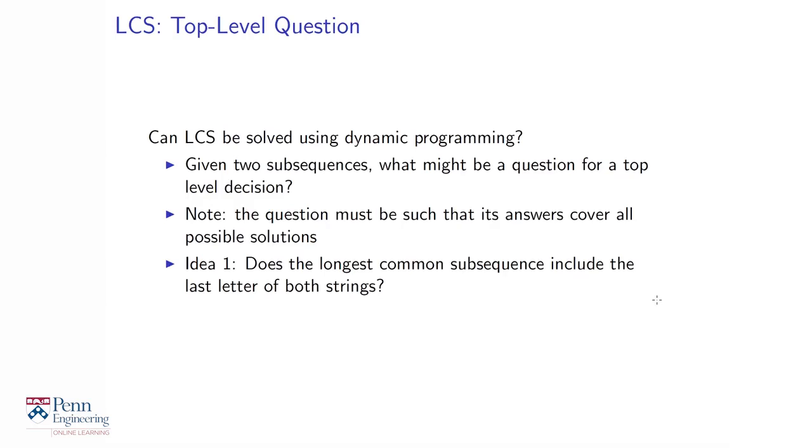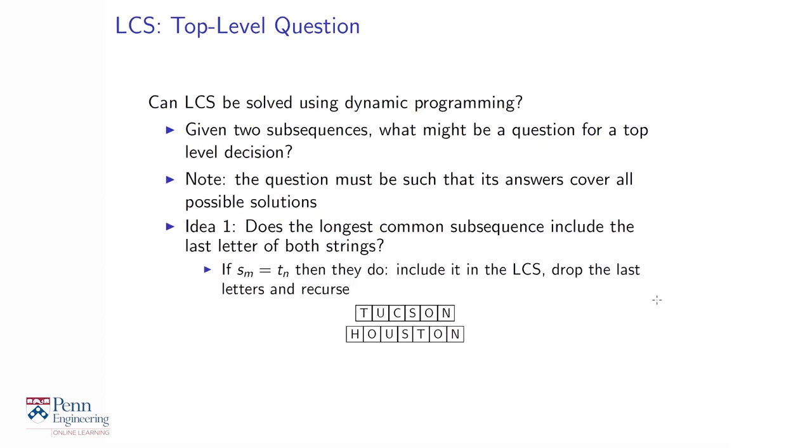So let's try one idea which doesn't quite work. This idea is, does the longest common subsequence include the last letter of both strings? Of course, the last letter can only be included if it happens to be the same in both strings. So if Sm, the last symbol of the string S, and Tn, the last symbol of the string T, are equal, then yes, we can include that symbol in the longest common subsequence. And if they're not equal, maybe the answer should be to just drop the last symbols and recursively solve the problem on the remaining strings.